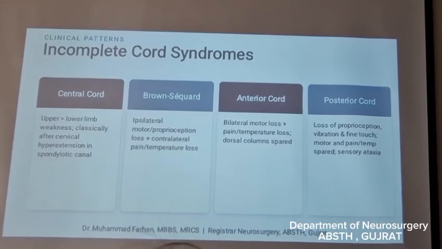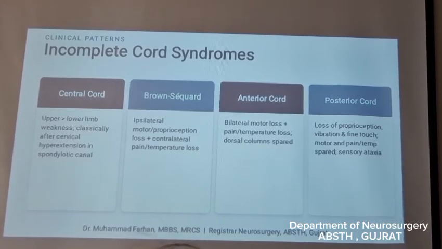the cervical spine. Then we have the Brown-Séquard cord syndrome, in which there is a hemi involvement. One side of the spinal cord is usually involved, and there is ipsilateral motor and proprioception loss, but the pain and temperature loss is usually on the contralateral side.